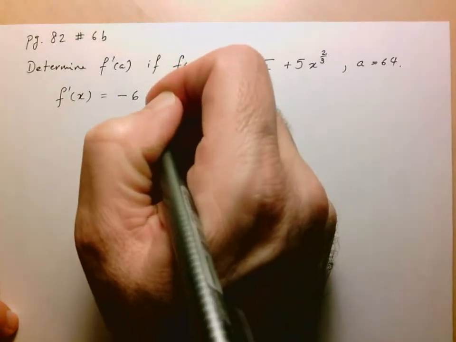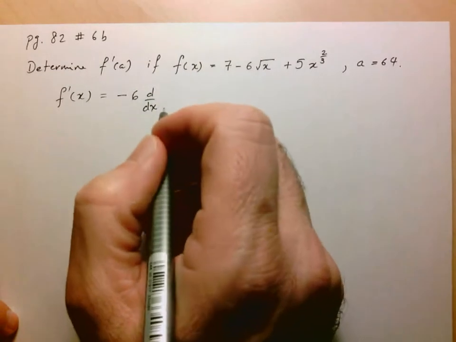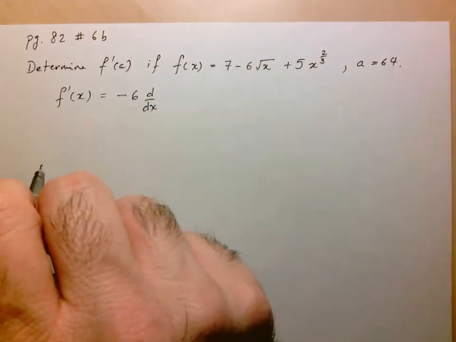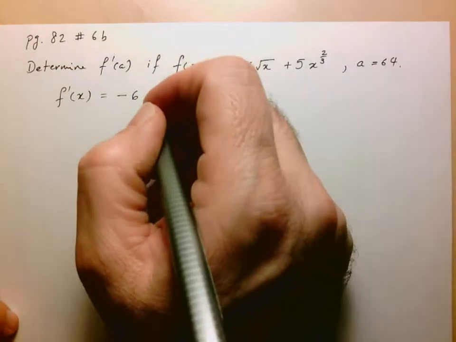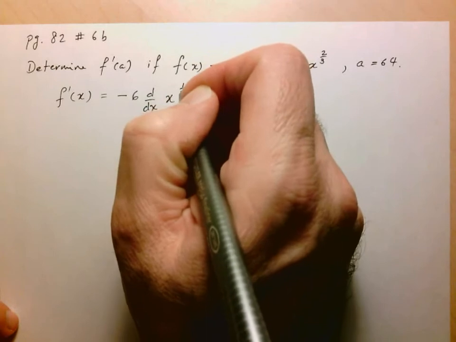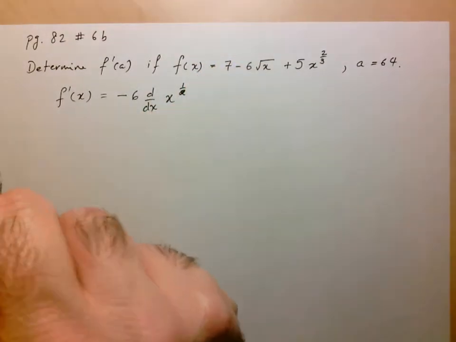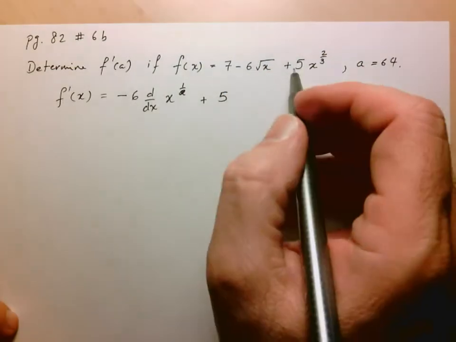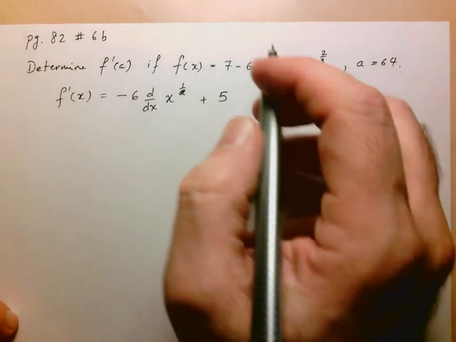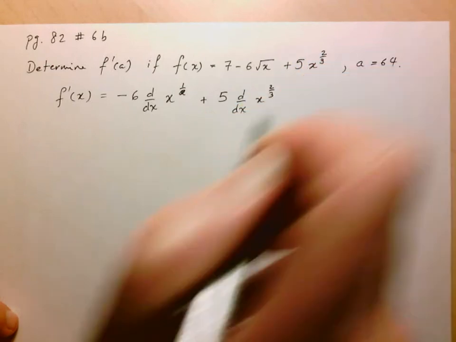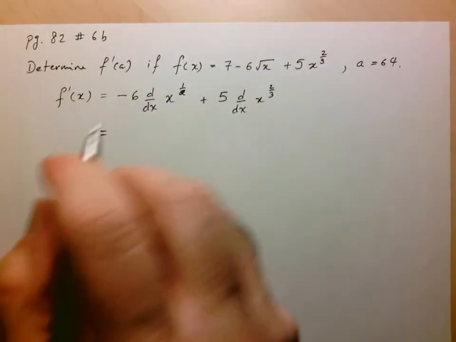Now, at a certain point you won't be writing this down. You should be able to just determine that derivative right off the bat. But for now I'll write that I'm finding the derivative of square root of x, which of course you're going to think of as x to the 1/2. Then we've got plus, again 5 is just a constant, so the derivative of this expression is just 5 times the derivative of x to the 2/3. So let's start calculating this.